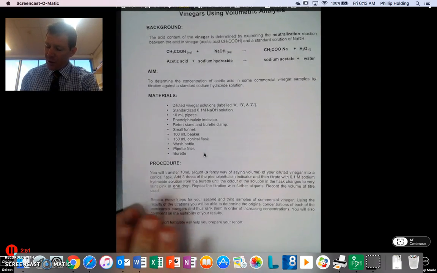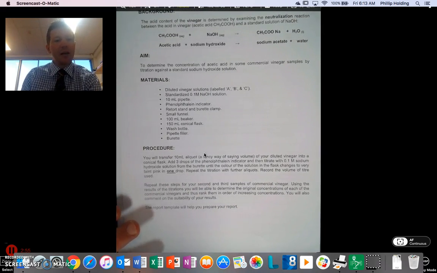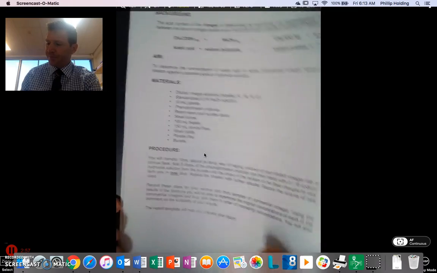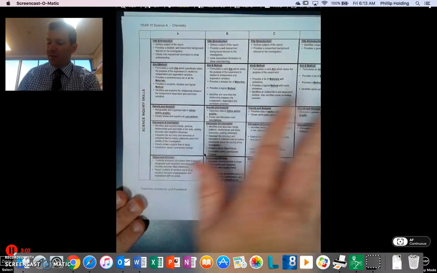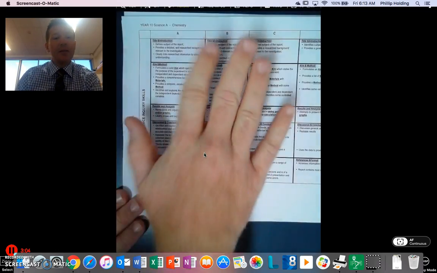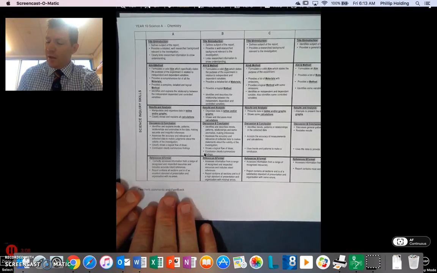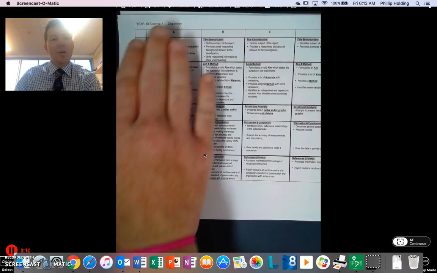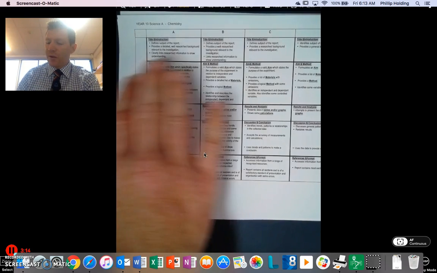Here are our materials. Our procedure is there, so it's very important you read through that carefully. Again, your teacher will help you with that. And then finally, we have our marking scheme here. This is something I think is generally underutilized by us in classes sometimes, where it tells you exactly what you need to do. And it uses very key words.